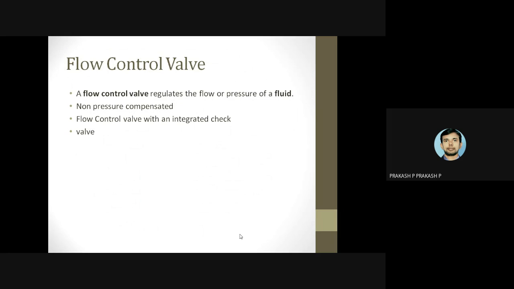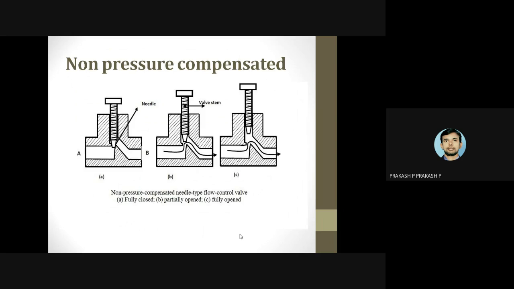Next, you have to see the flow control valve. The name itself tells you we can regulate the flow or pressure of a fluid. It is a non-pressure compensated flow control valve with an integrated check valve. You can see the three categories of non-pressure compensated needle type flow control valve. First one is fully closed. Second one is partially closed. Third one is fully opened.